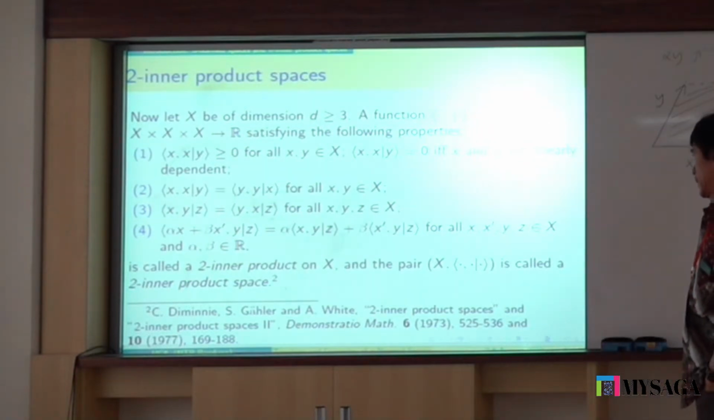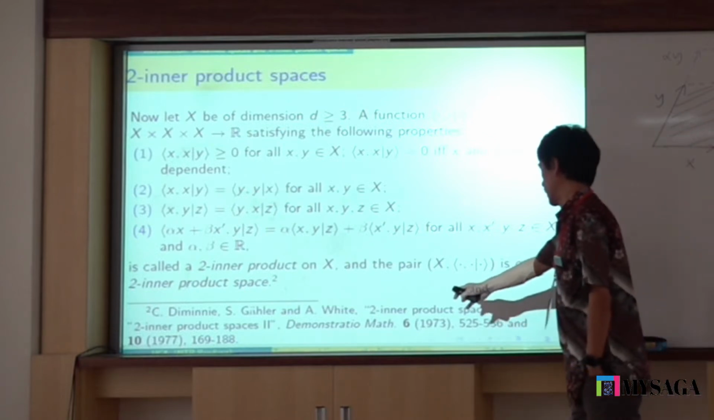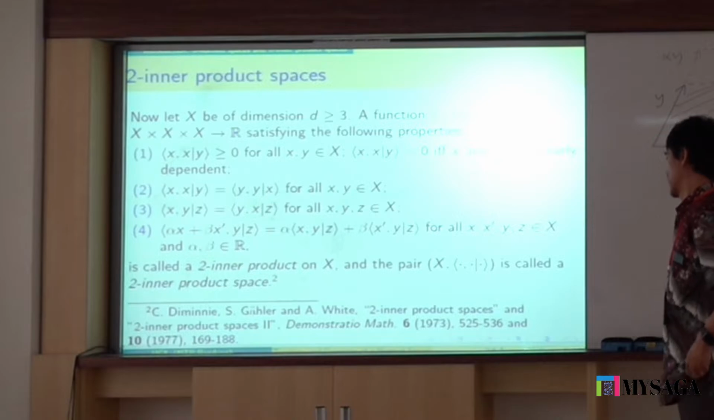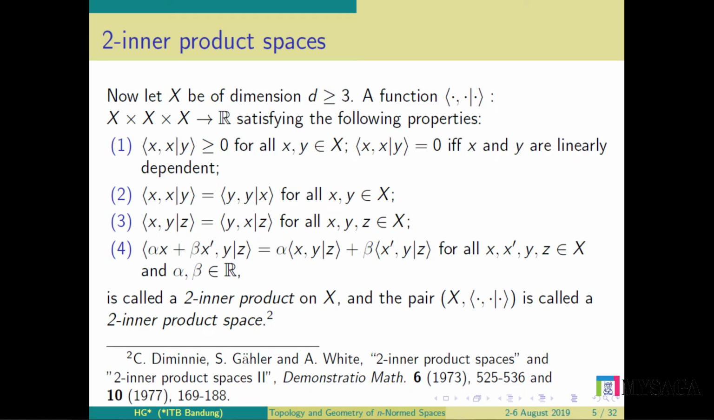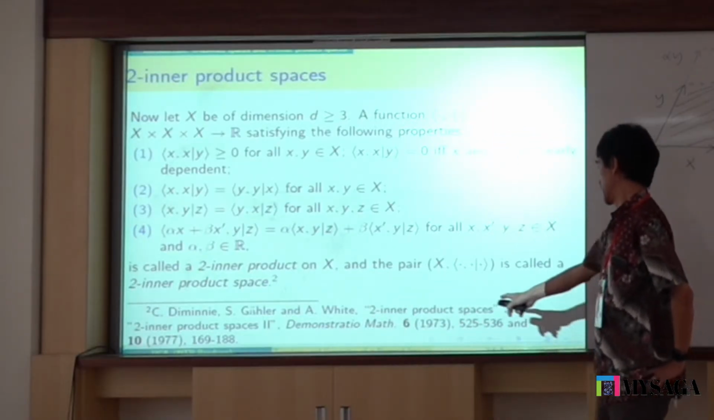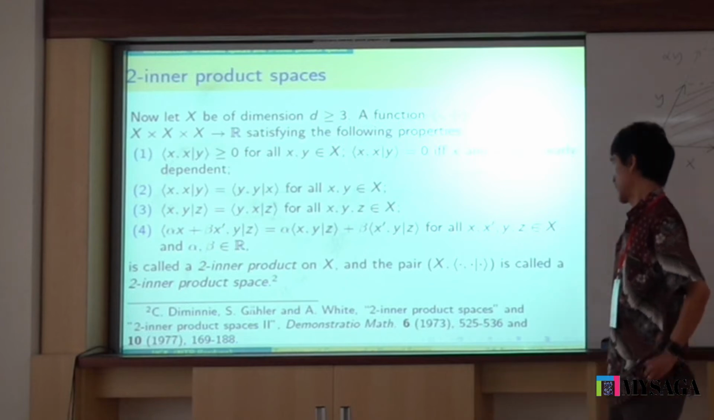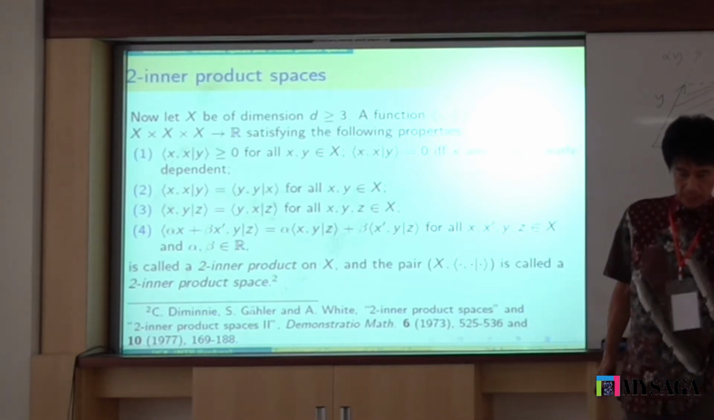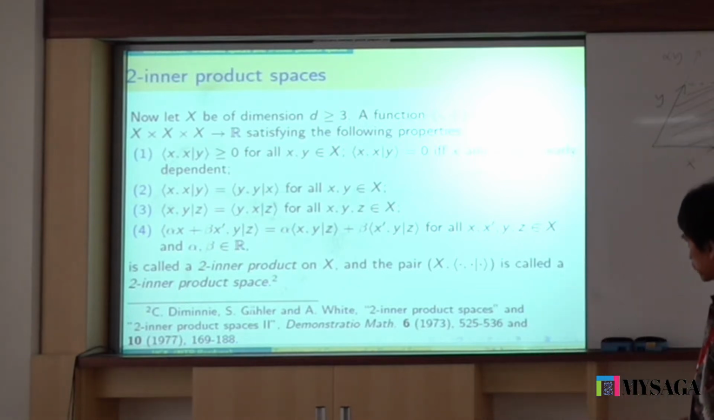Gahler, with Charles Diminnie and Albert White, I think, wrote about these two inner product spaces. The first one and the second one were published in 1973 and 1977. So quite a long time ago also.